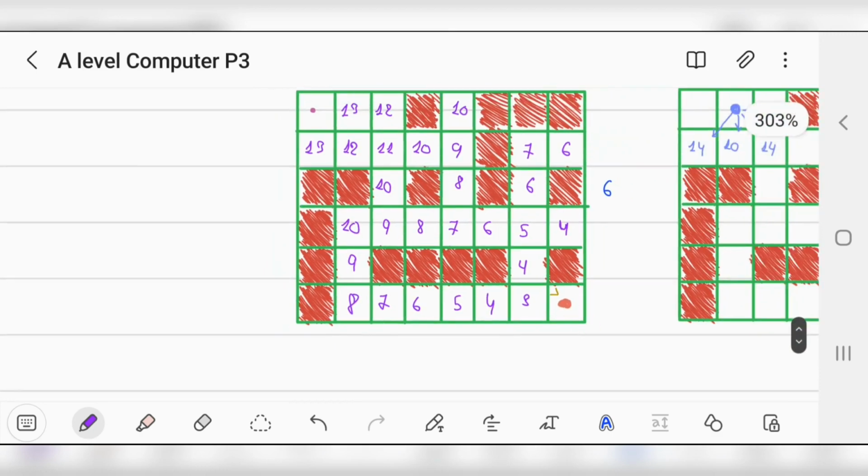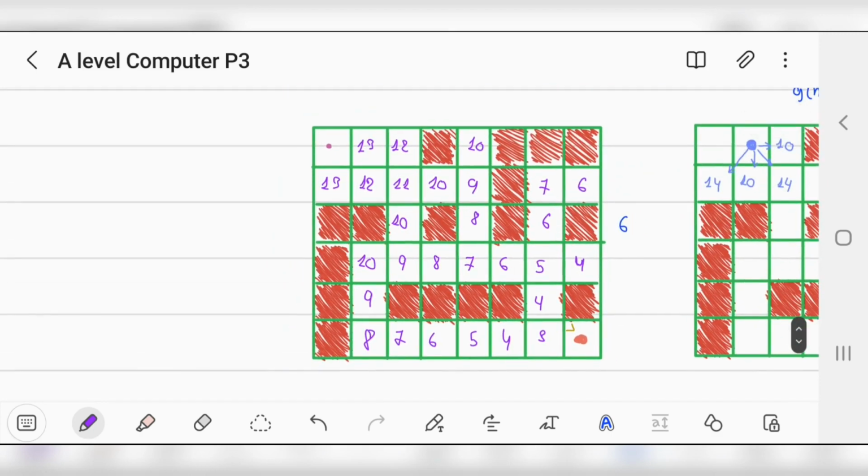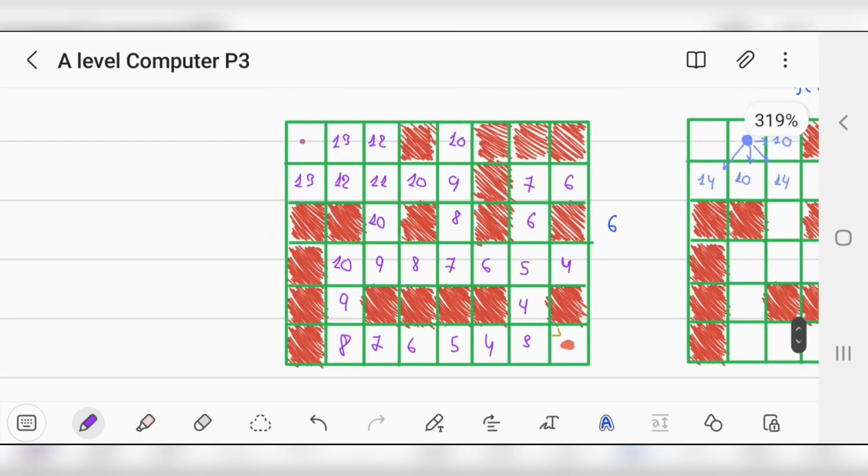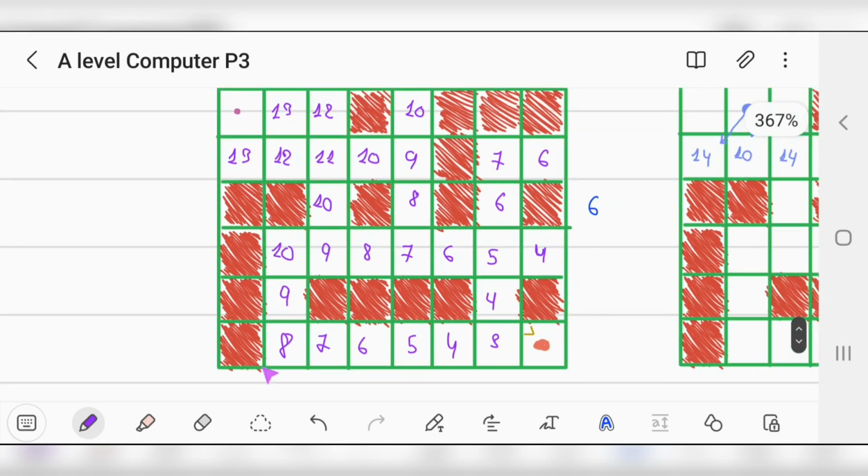It could have been much larger. Counting 1, 2, 3, 4, 5, 6, 7, 8, 9, 10, 11, 12, 13, it should have been 13. Sorry, but it still doesn't matter. So it was 13 total. If it was 13, that would be 12, 12, 11, 11, 10, 9, 8, 7, 6, 5, 4, 3, 2, and this would be 1.